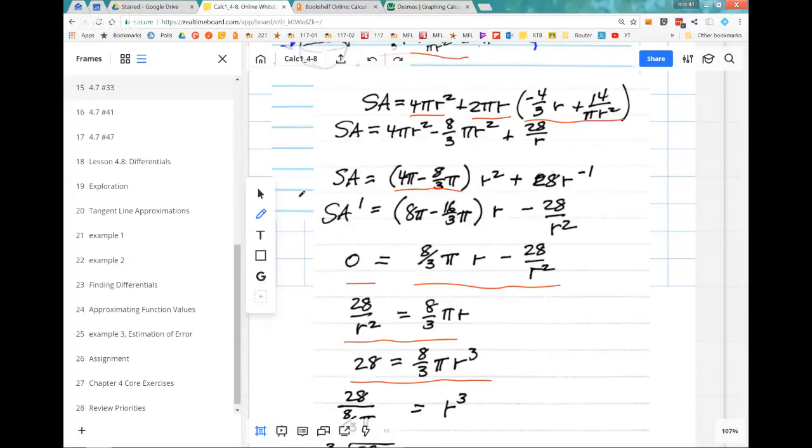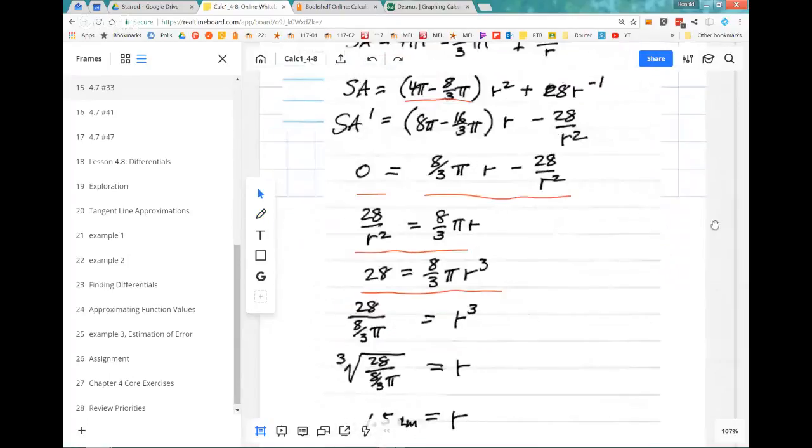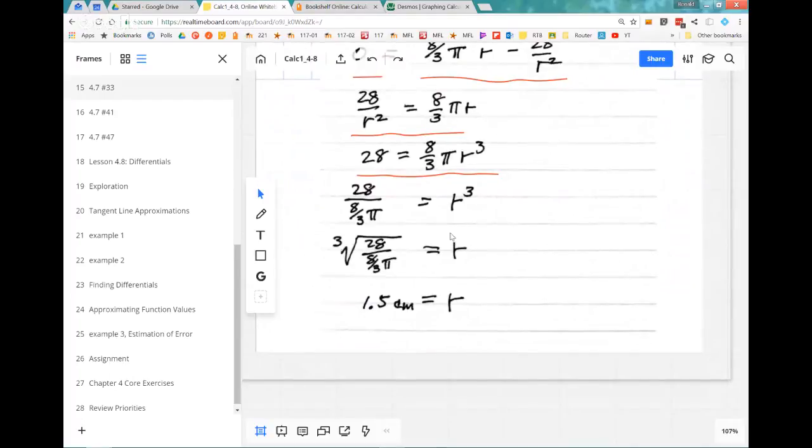So anyway, we can keep going here until, well, it's not easy, but you can just take the cube root of both sides. Well, the cube root of 28 over 8/3 pi, that you can hack out in your calculator. It turns out to be 1.5 centimeters. So that would be what number 33 looks like.